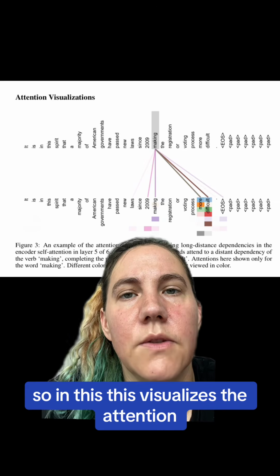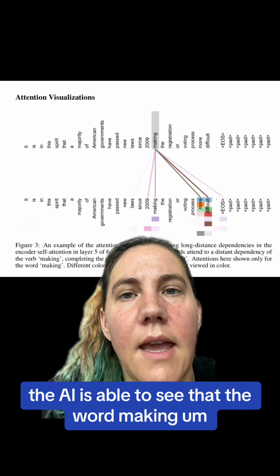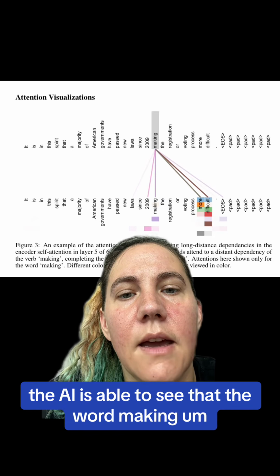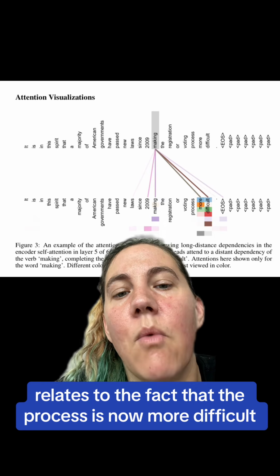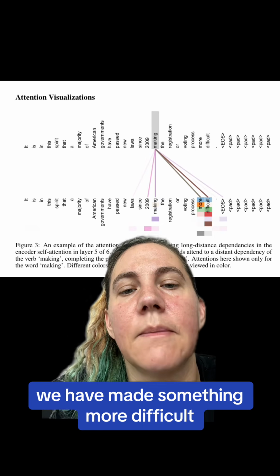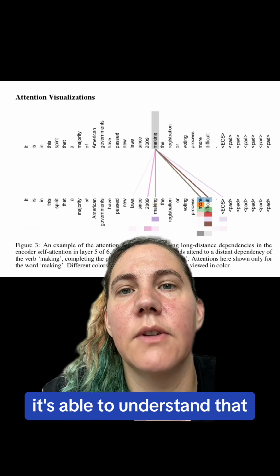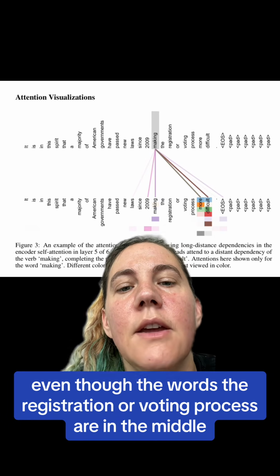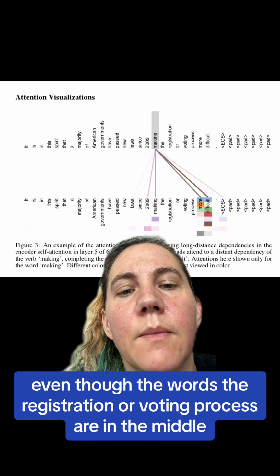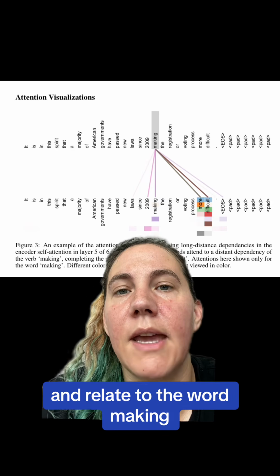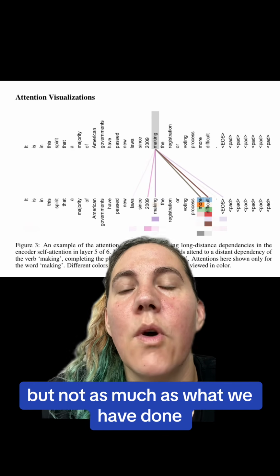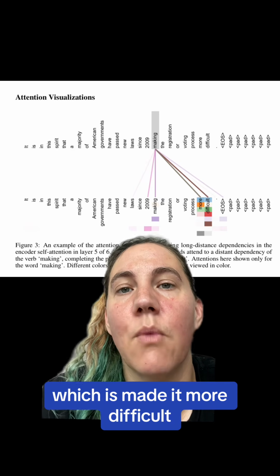So this visualizes the attention. The AI is able to see that the word making relates to the fact that the process is now more difficult. We have made something more difficult. It's able to understand that even though the words the registration or voting process are in the middle and relate to the word making, but not as much as what we have done, which has made it more difficult.